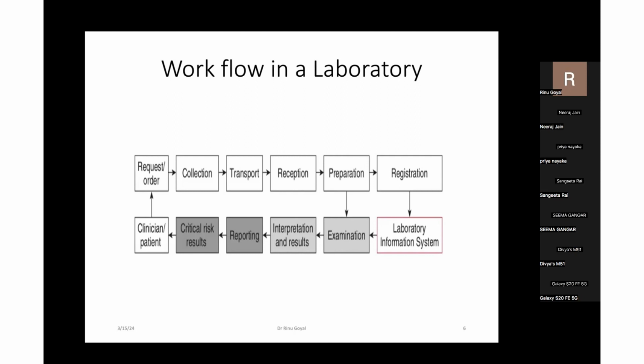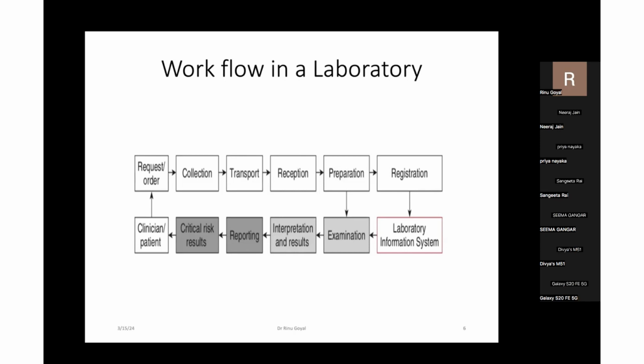So it starts from the request from the clinician or the user. This is received in the collection area. The samples are being collected, then transported to the receiving area. In the receiving area, these are transported to the preparation area where registration is being done in the laboratory information system. Then examinations are being done, interpretation of results is done, reporting is there. If there are some critical results, these are informed. And finally, the results are ready for clinician or patient's use.